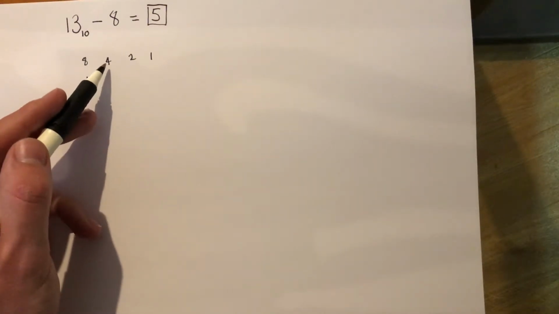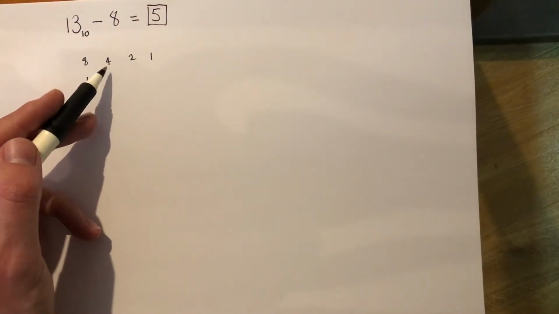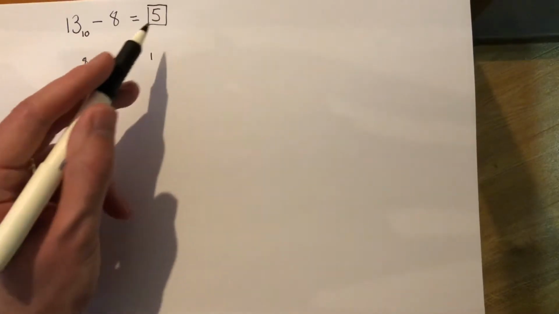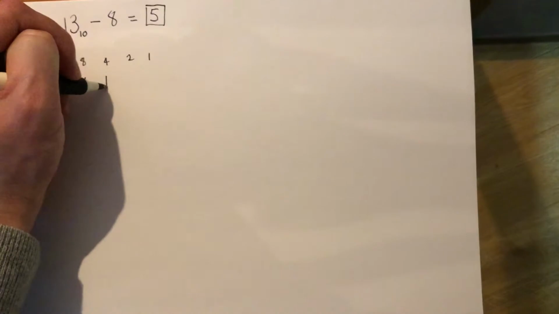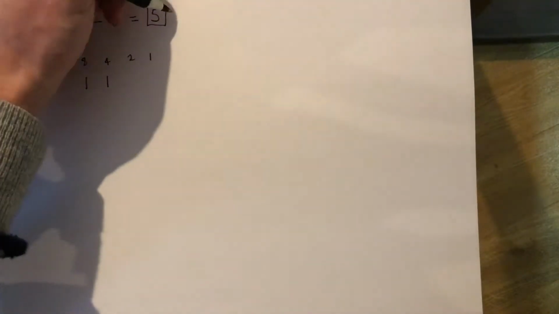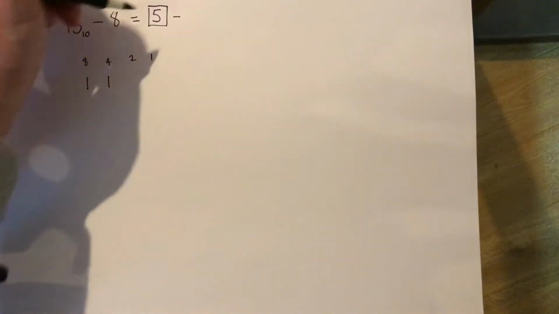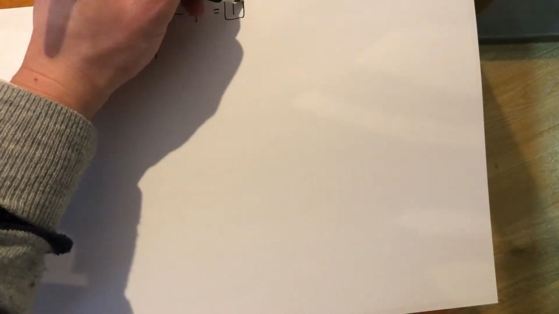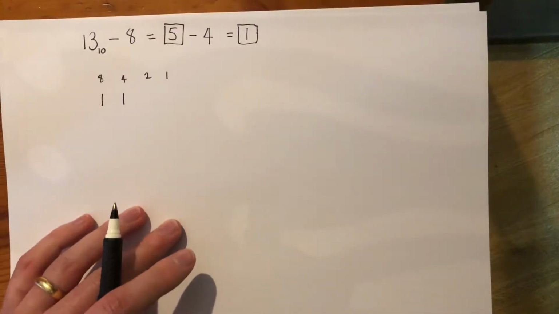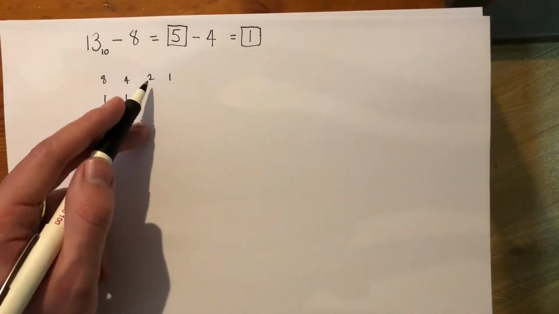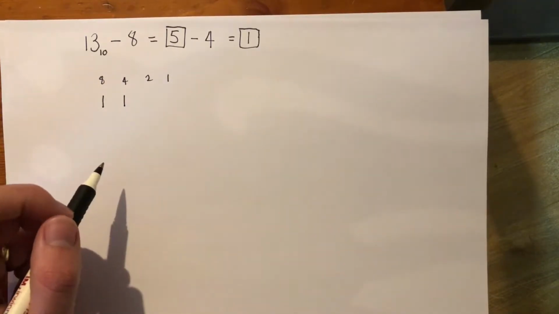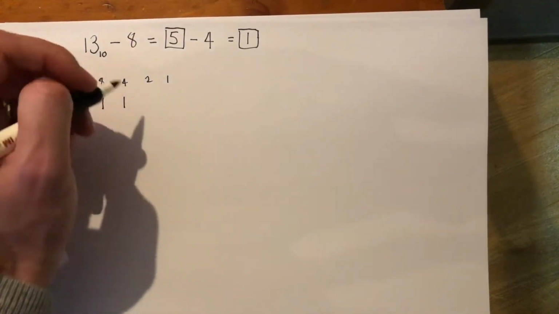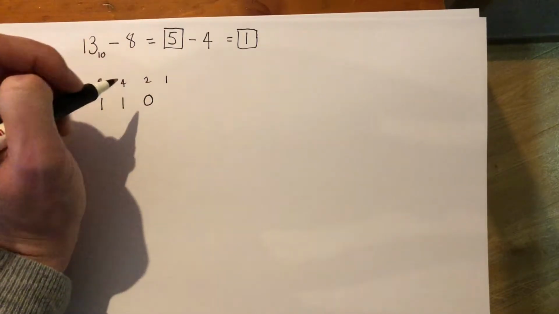We ask ourselves the question, does this place value, 4, fit inside this number 5? Well, 5 is bigger than 4, so it does fit, and we put a 1 there. Again, we deduct the place value, 4, from this number, and this gives us our new number, 1. Does 2 fit into 1? Or is 1 greater than 2? Well, no, it's not. 2 doesn't fit into 1, so we have to put a 0 in here.